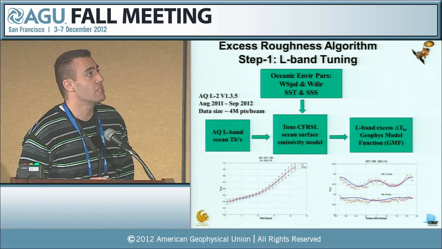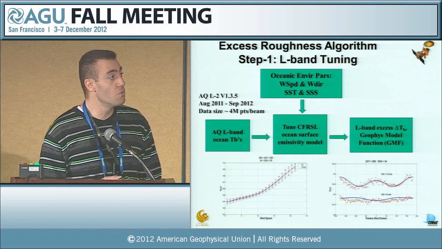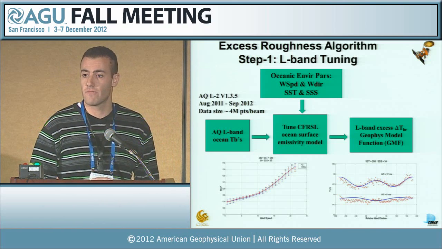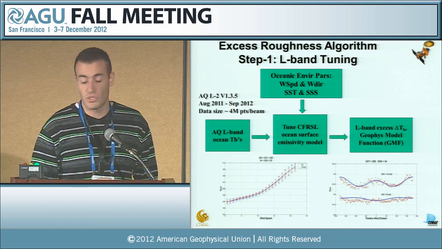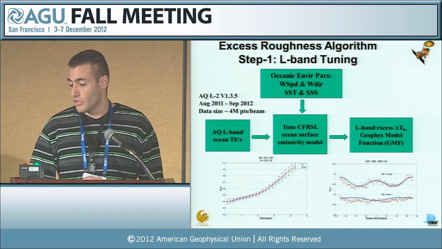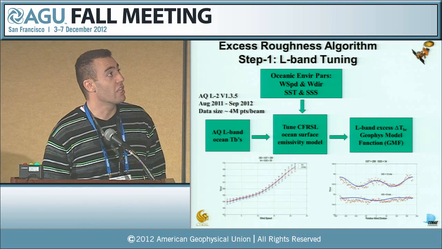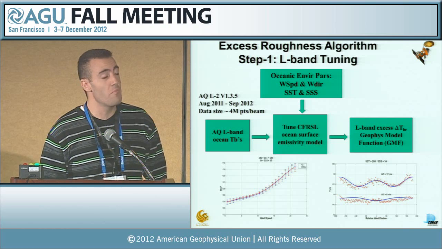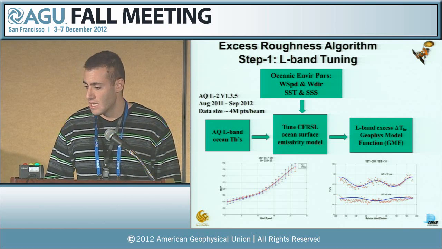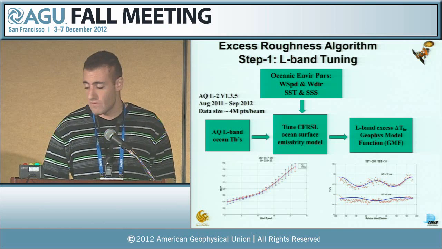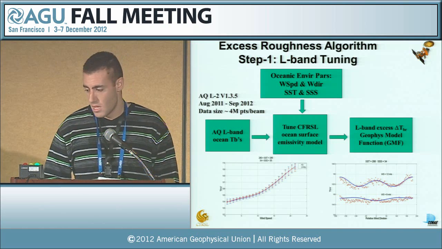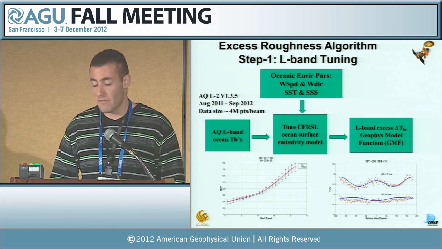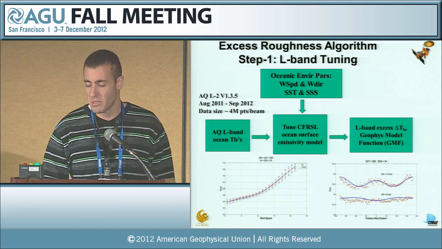So the first step is to tune the CFRSL, which is the Central Florida Remote Sensing Lab Ocean Surface Emissivity Model. To do that, we use the Aquarius Level 2 version 1.35 dataset, a dataset from August 2011 till September 2012. This dataset has roughly 4 million points per beam.